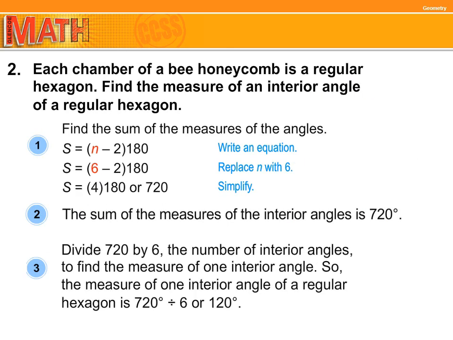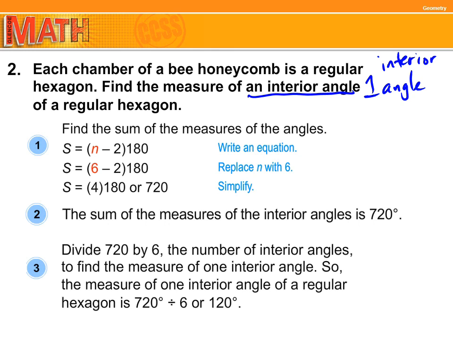Example number 2. Each chamber of a honeycomb is a regular hexagon. Find the measure of an interior angle of a regular hexagon. So that means we're looking for one angle, actually one interior angle. Okay. So we're going to find the sum of the measures of the angles. We're going to do the same thing that we did in example 1.